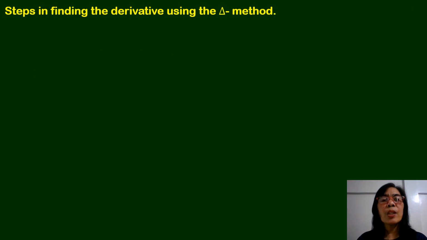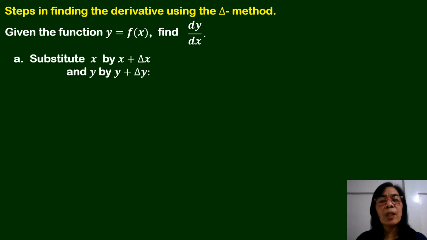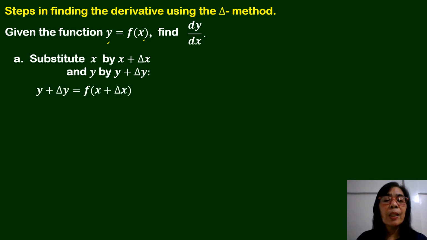Let us now discuss the general steps in finding the derivative of the function, or we call it the delta method of finding the derivative. So given the function y is equal to f of x, find the derivative of y with respect to x. Our first step is to substitute x by x plus delta x and y by y plus delta y. That means in this function, if there is a change of x by an amount delta x, there will be a corresponding change of y by an amount delta y. Hence, the function now becomes y plus delta y is equal to f of x plus delta x.